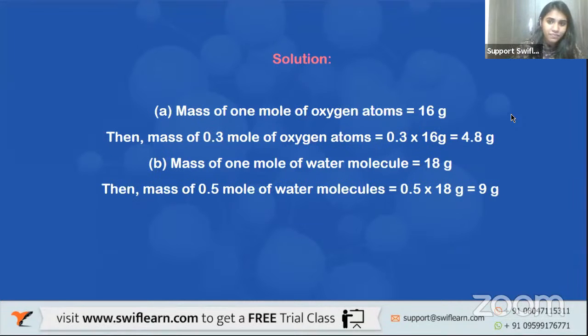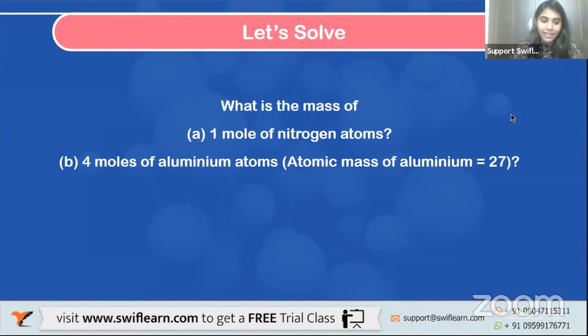Clear? No, how did you get 70, dear? See, take the mass of oxygen. Oxygen mass is 16 gram. So 0.3 into 16, you will get 4.8 if you multiply both. And if you take the water molecule, it is 0.5. The question is how much is there in 0.5 mole. So 0.5 into 18. How did we get 18? It is the mass of the water molecule. Multiply both, we will get 9 gram.